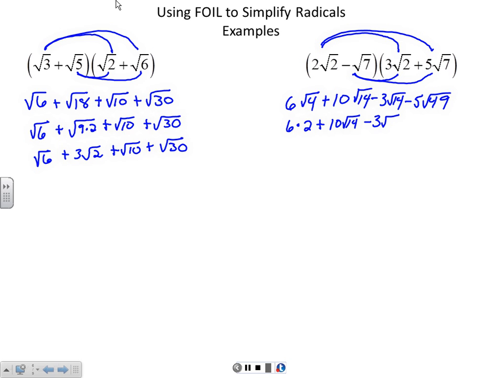Neither will 3 square roots of 14, but we will be able to put those together, but I'm going to wait just a minute to do that. And then 5 times the square root of 49 is going to turn into 5 times 7. So we're going to have 12 plus, and if you want to go ahead and put the 10 square root of 14 and the 3 square root of 14 together, that's fine. So you'll have 7 square root of 14 minus 35. And then you have 12 and negative 35 that you can put together. So we'll have 7 square root of 14, and then 12 minus 35 is going to be negative 23. And that's all that you can simplify. That's all that you can put together.